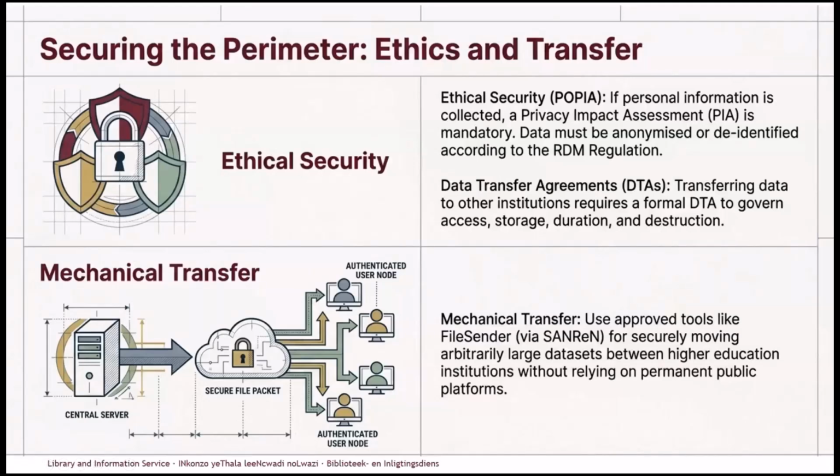So in terms of the ethics around personal information these days, if personal information is going to be collected, a privacy impact self-assessment will have to be done. This will give you a rating, and based on that rating will determine how seriously you must take the steps to ensure that the data is anonymized, de-identified, and that there's no breach of contract, essentially.